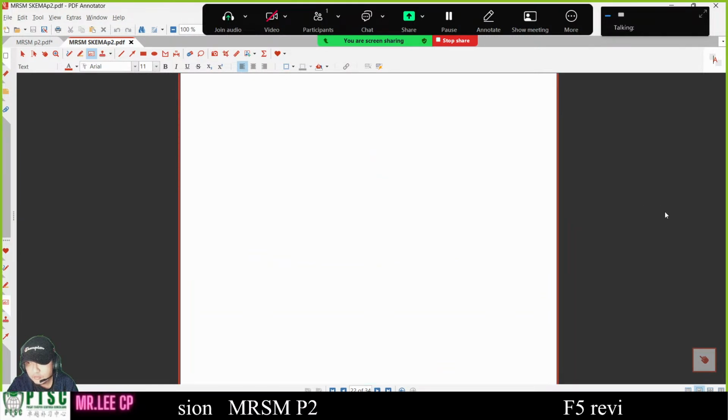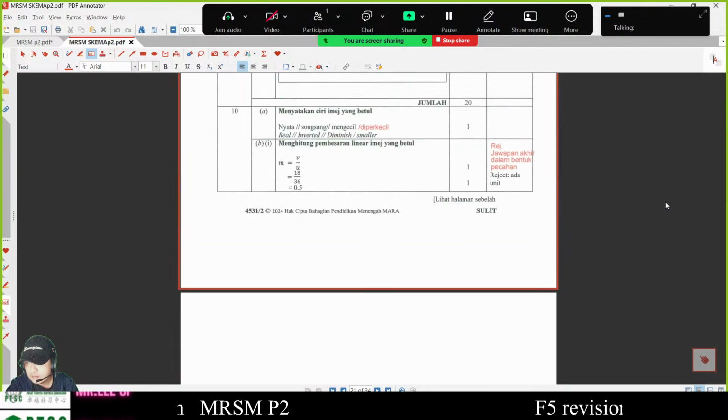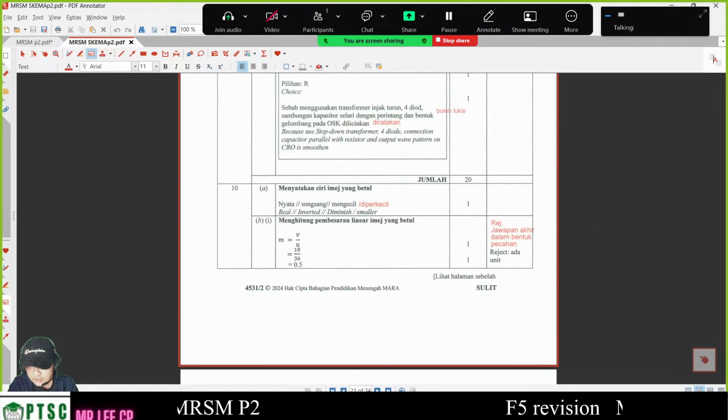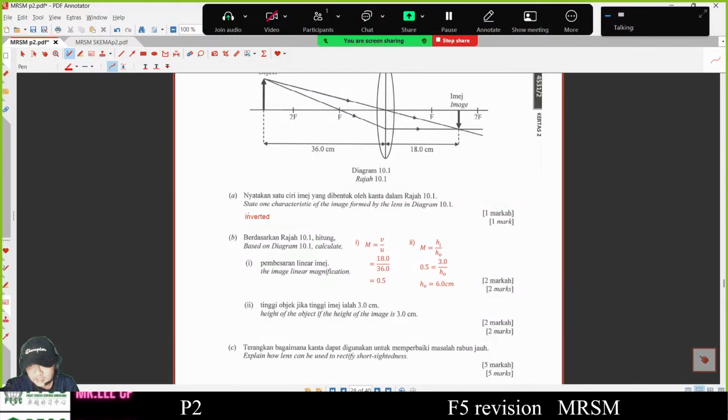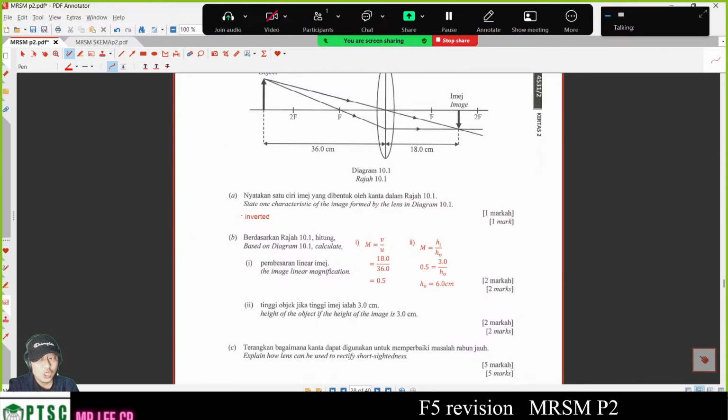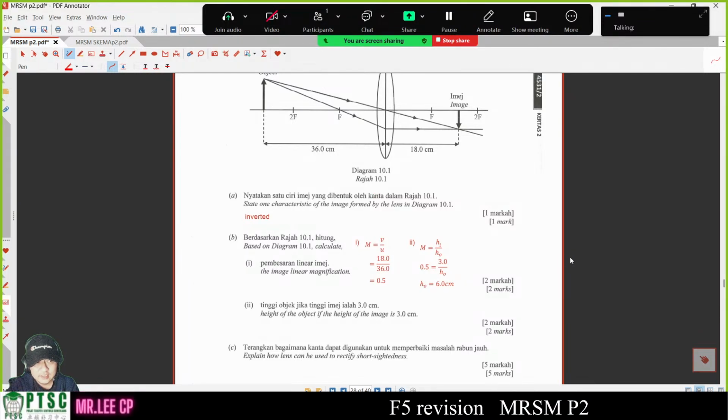And then the answer here is A. Where is the A answer? A can be real, inverted, and diminished. So I can get 17 also. Okay? Are you okay with this?